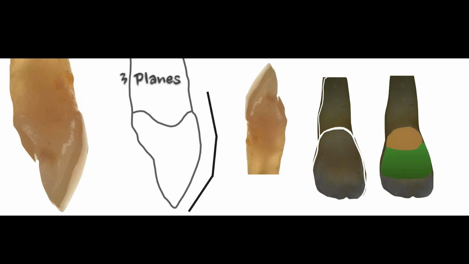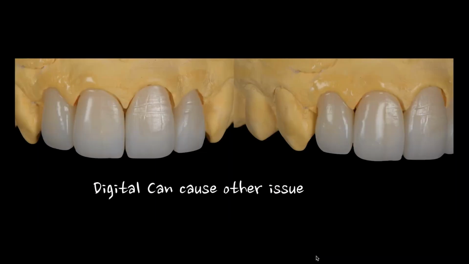So really important. And those 3 planes are also 3 zones of color: the most chroma in the cervical, the most value in the middle third, and the translucency in that incisal edge. And those zones should tie together with our surface topography, but they are 3 different reflective zones, and you have to think of them that way.